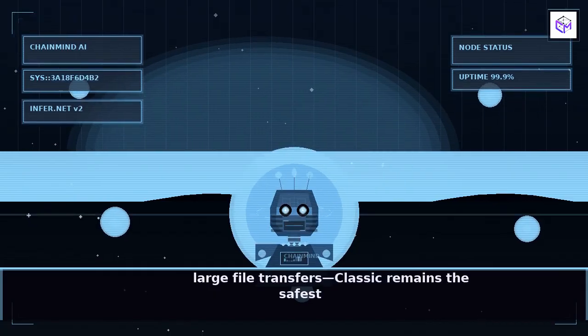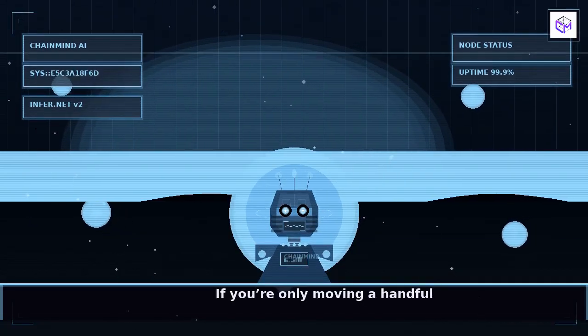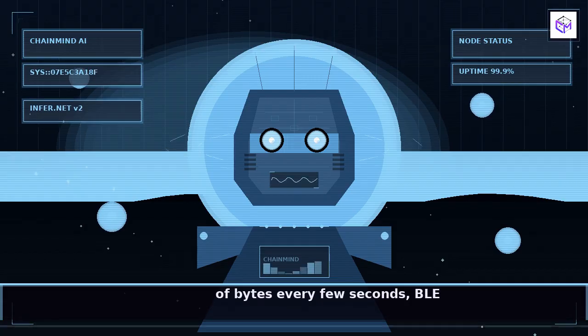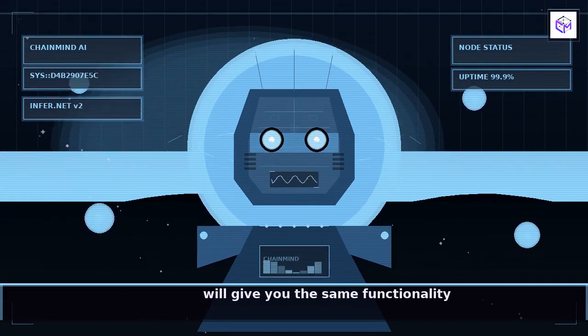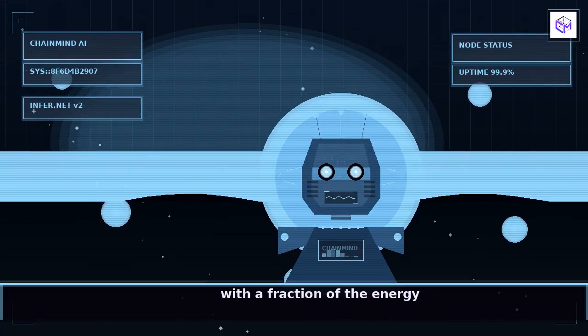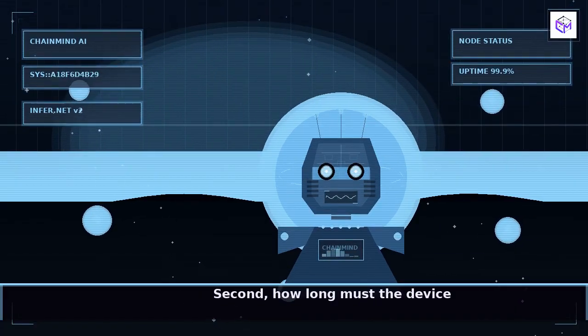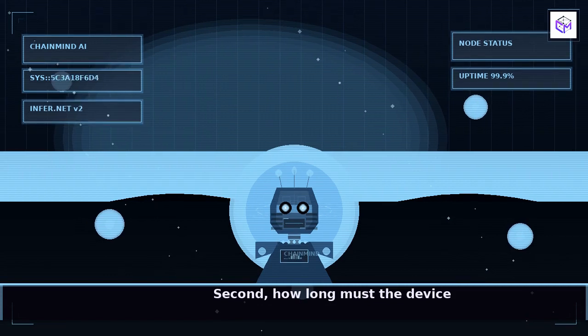Second, how long must the device run on its battery? Devices that are expected to last weeks or months on a coin cell should default to BLE, while devices that can accommodate a rechargeable pack and a daily charging routine can afford the higher draw of classic.